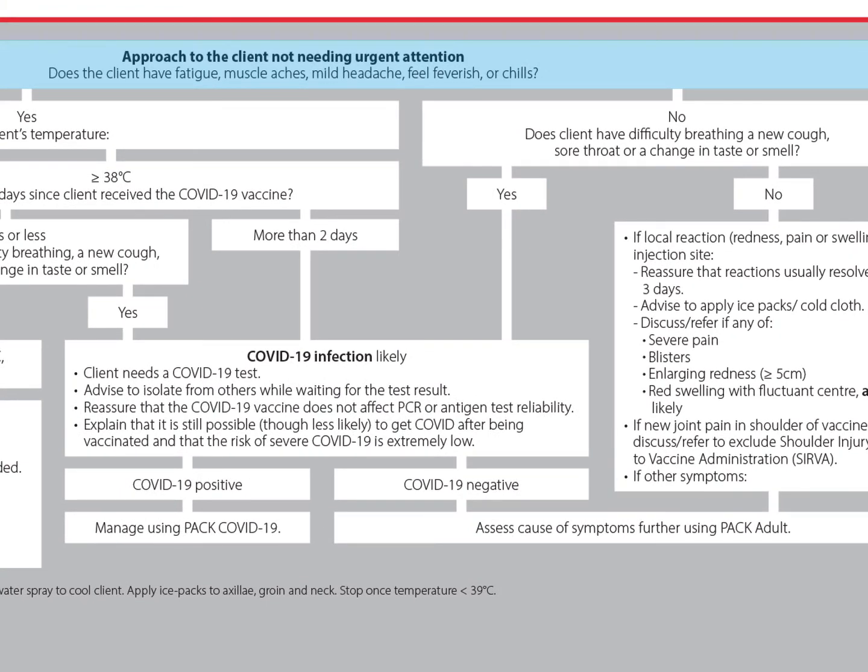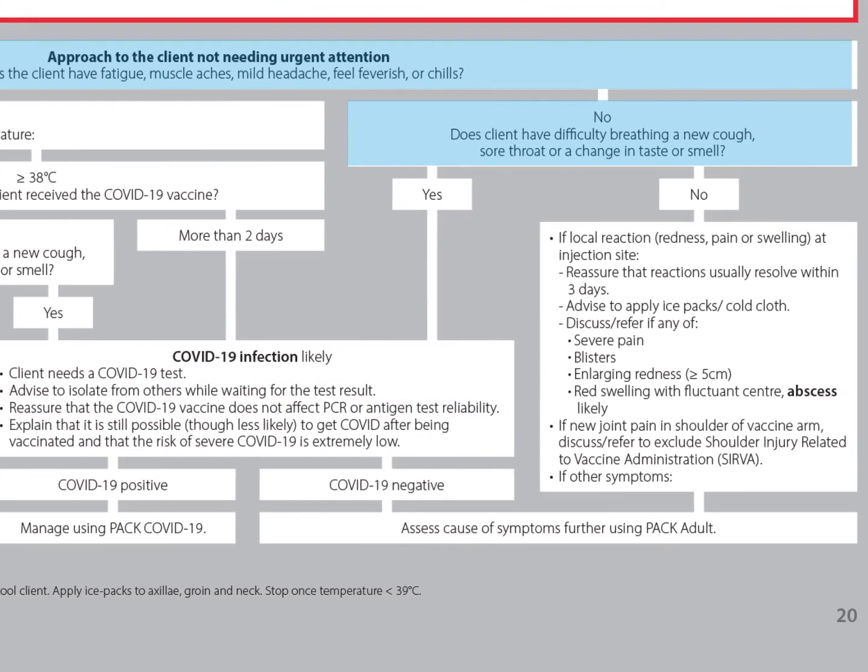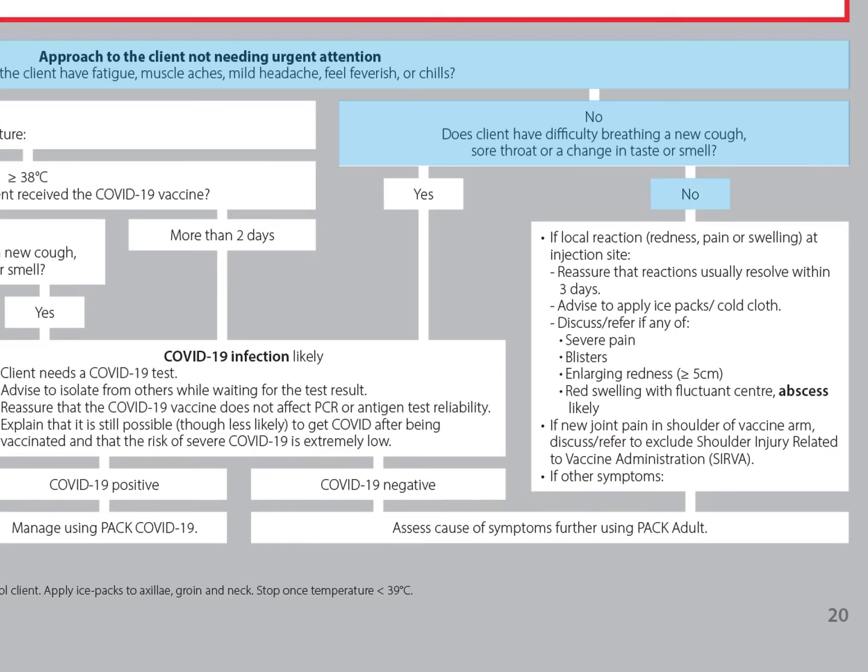Returning to the top to the presenting symptoms, if the client does not have fatigue, muscle aches, a mild headache, fever or chills, we would follow the pathway to the right, first double checking that the client has no other symptoms that may indicate a breakthrough infection. If no COVID-specific symptoms, you would move on to manage according to the presenting symptom.